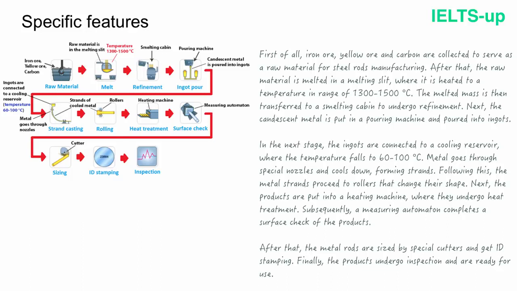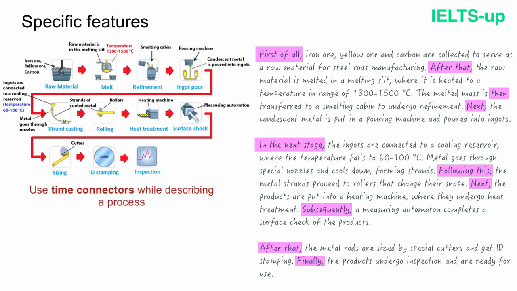You can see that I used a lot of time connectors while describing the process. In fact, process is a series of changes that happen over time. That's why time connectors are extremely important for writing about process diagrams. To start describing the first stage, I used connector first of all. You could also use such connectors as firstly and to begin to start your description.